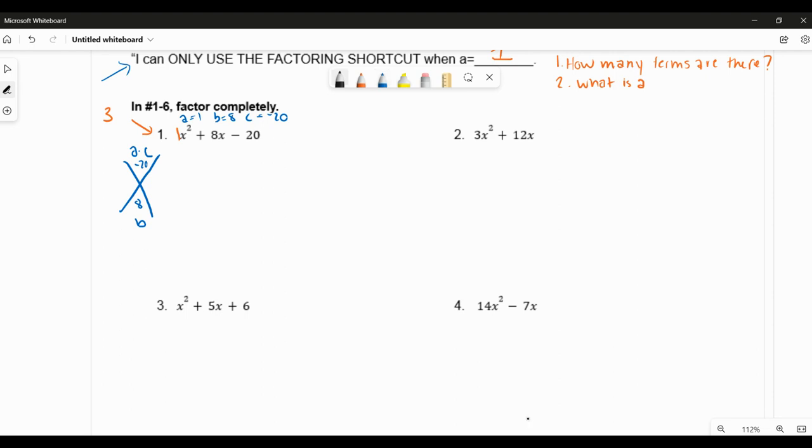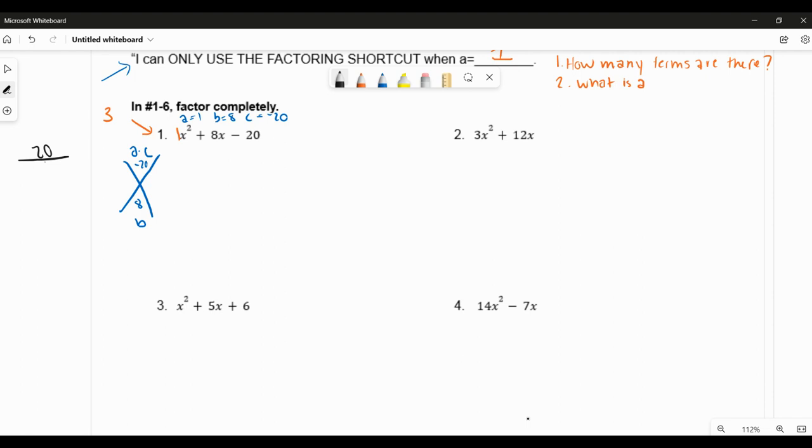Our next step is to figure out what's going to go on the sides of my X, okay? And to do that, we need to figure out what two numbers, when multiplied together, will give me negative 20, and when added or subtracted will give me 8. The best way, honestly, of just doing this is to make a list of your factors of the number on top. You don't worry about the negatives till the very end.